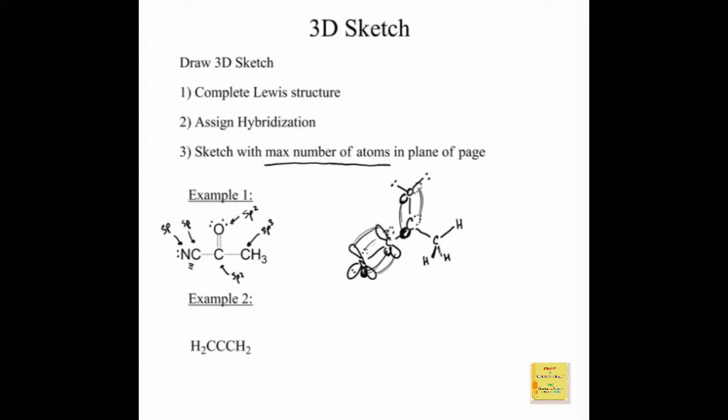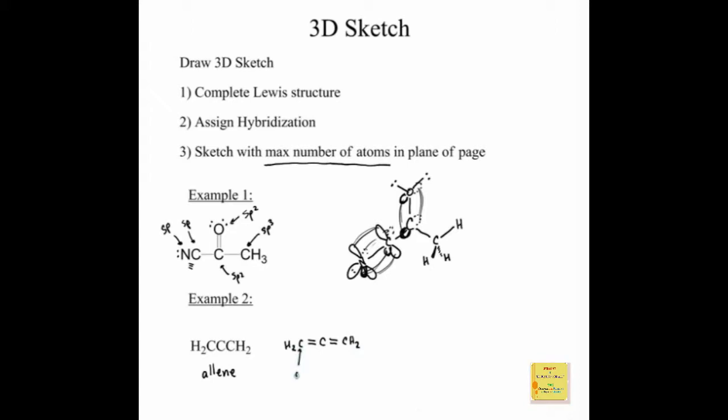Let's try one more example. This one's a little trickier. This molecule is known as allene, and it's a classic molecule to study 3D sketches for. When you draw out allene, you see that it has two carbon-carbon double bonds that are directly connected to one another.